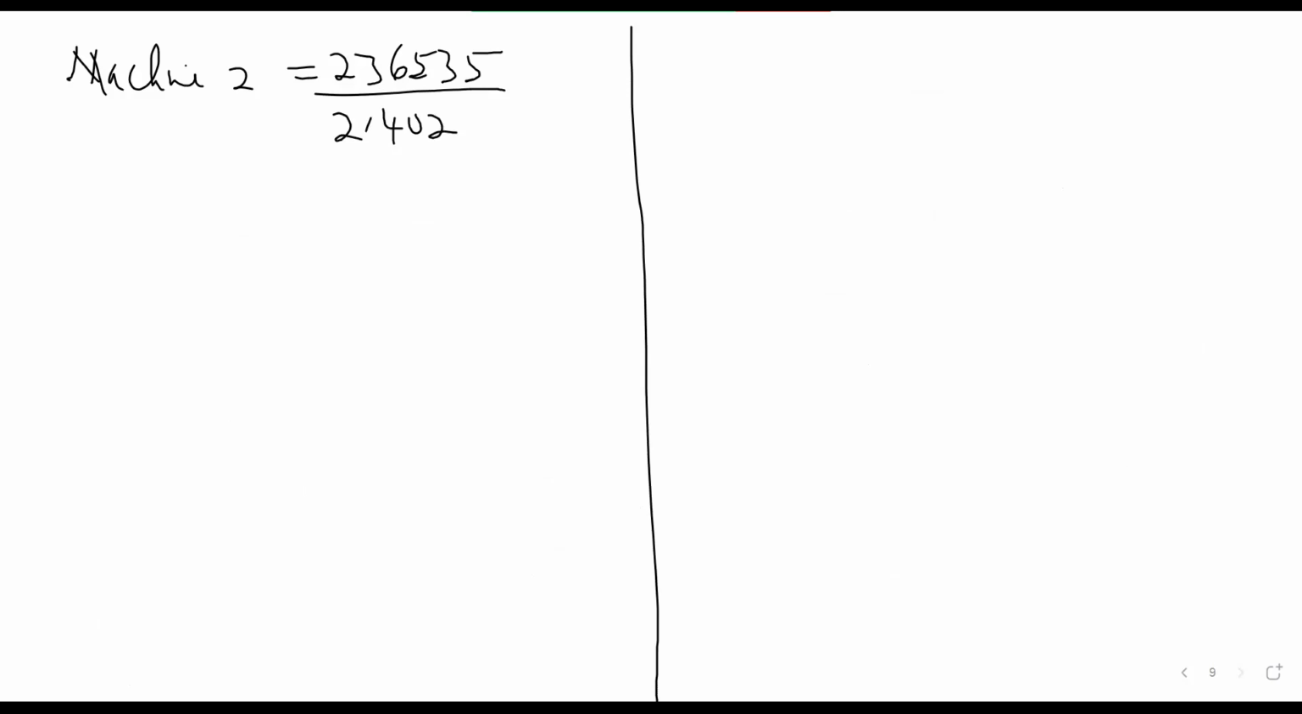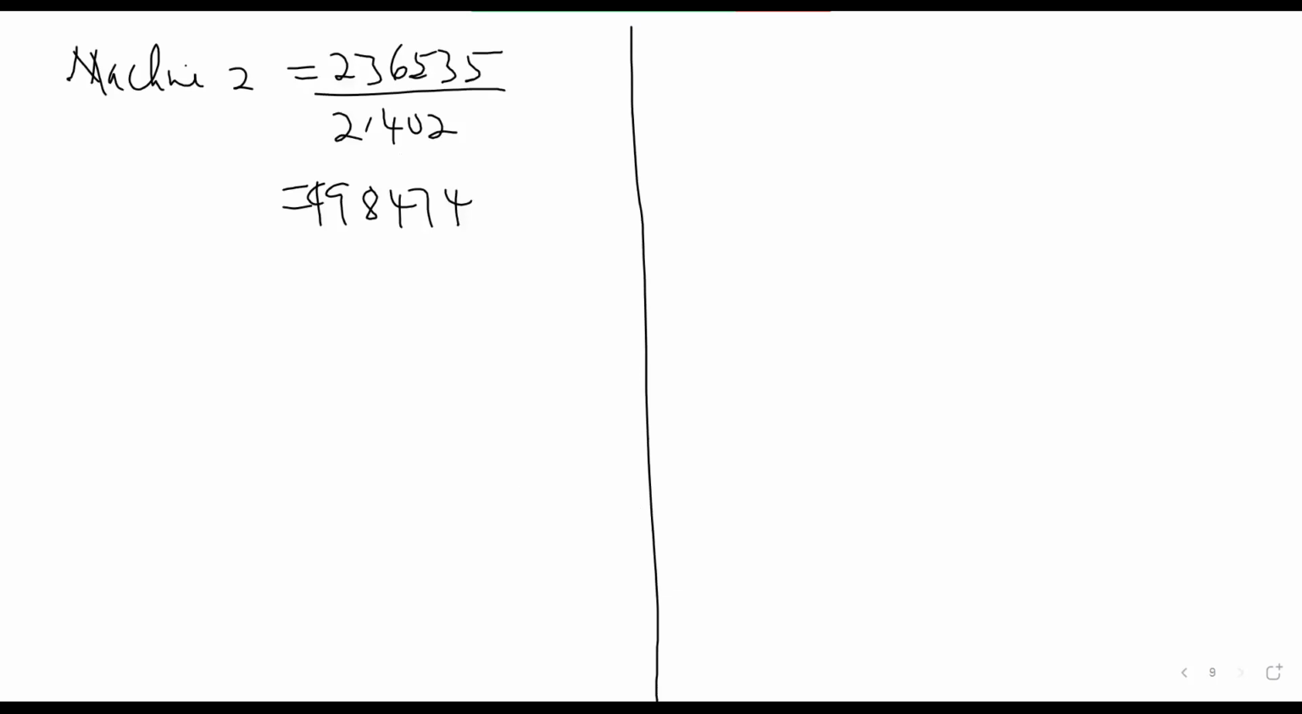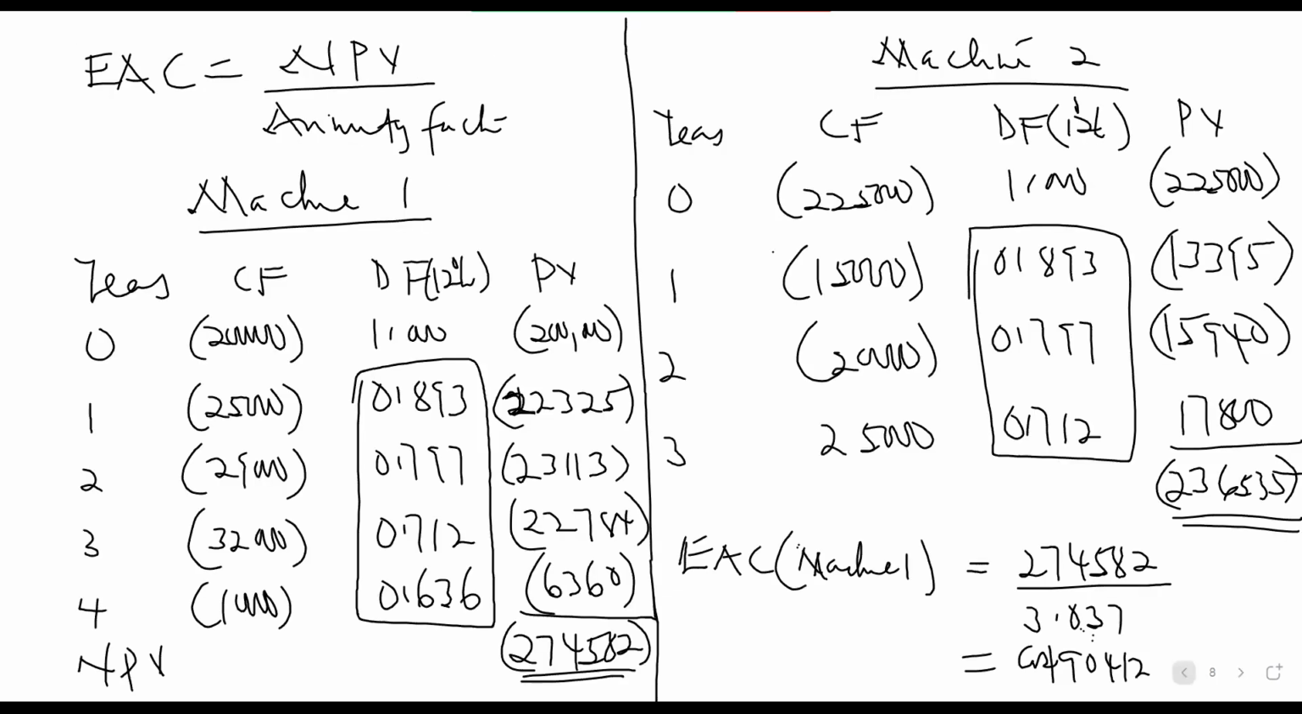So 236,535 divided by 2.402. I'm having 98,474. Okay. So these machines, which of them are you going to be replacing? You have to know that these are all cost. So which of them should you buy based on the annualized cost method? Which of these machines should you buy?